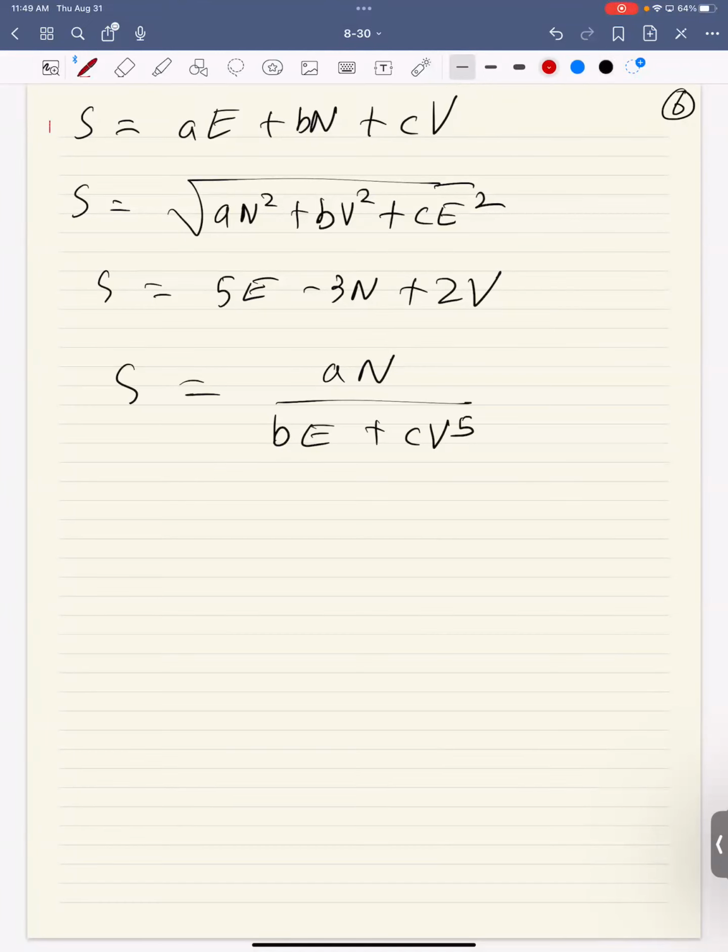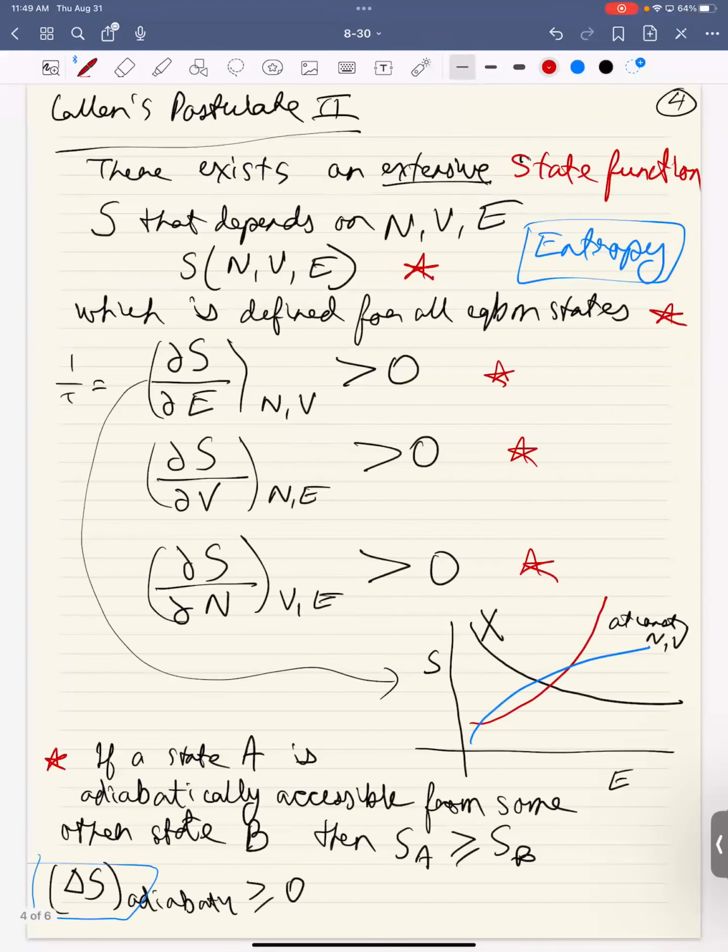Let's call these number 1, number 2, number 3, number 4. Who thinks number 1 follows? Our postulate had 5 parts, right? There exists a function, so that we already wrote down. We cannot say anything about the last one, which is the abstract one, the delta S adiabatic. We will keep coming back to this delta S adiabatic once we are drawing some surfaces, and then it becomes clear. I want you to focus on the middle 3.